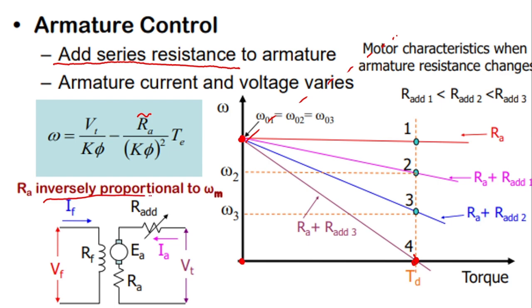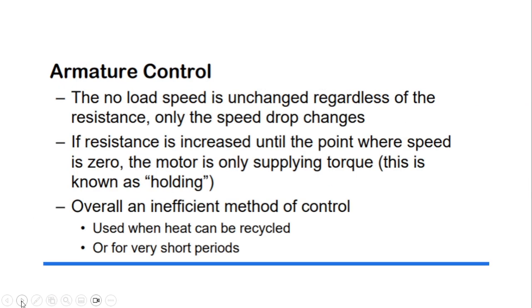So yes, these circuits here are a nice way to explain it also. So knowing the equation and the circuit is good. And note that for this one, you add in a series resistance to the armature, which is very impractical, but we'll get to that just now. Some of these control types are more expensive than the others. Right? So the no load speed is unchanged. We notice resistance increases until the point where the speed is 0, which is again holding. And well, overall, it is inefficient. Used when heat can be recycled. So this is under special circumstances.